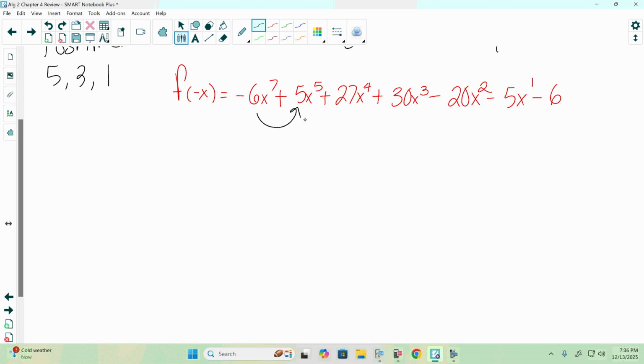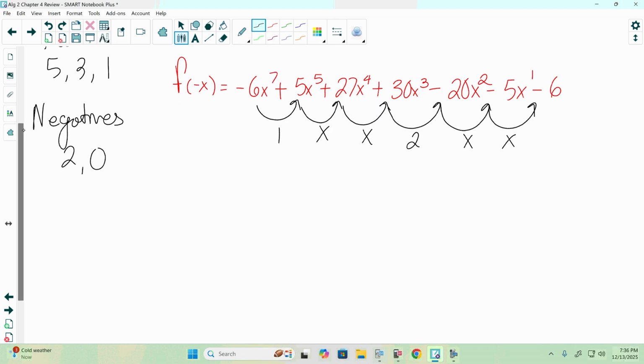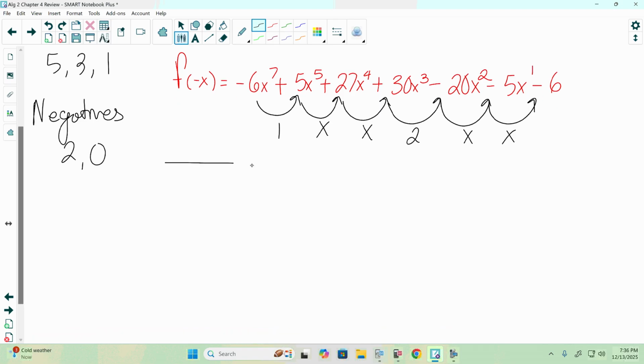Since it's our constant term, it doesn't change. Count the sign changes. Negative to positive would be 1. Positive to positive, no. Positive to positive, so no. Positive to negative would be 2. Negative to negative, and lastly, negative to negative. So for our negatives, the most we can have is 2, or an even number less than it, which would be 0.